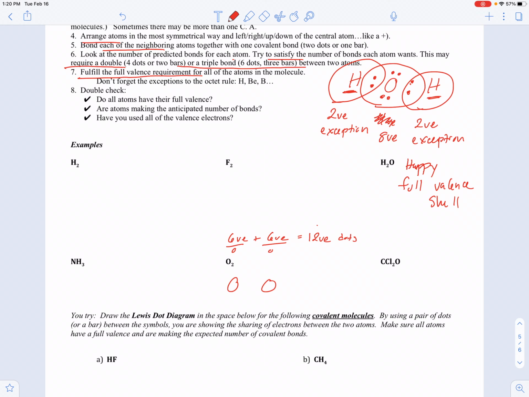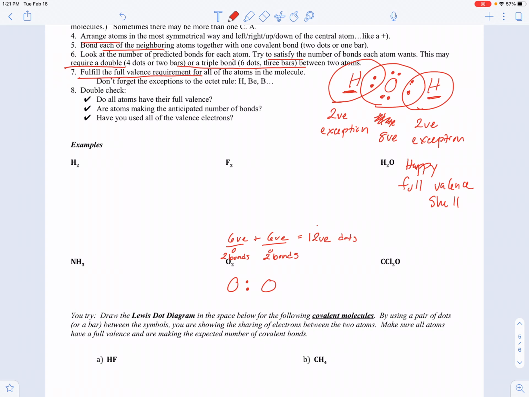And the other thing that I know is that oxygen wants to make 2 bonds. So this oxygen wants to make 2 bonds, and this oxygen also wants to make 2 bonds. So the first thing I'll do is I would bond them at least once. They have to be bonded in order to be a molecule. Now, I can see already my first problem is that I'm not making my predicted number of bonds.